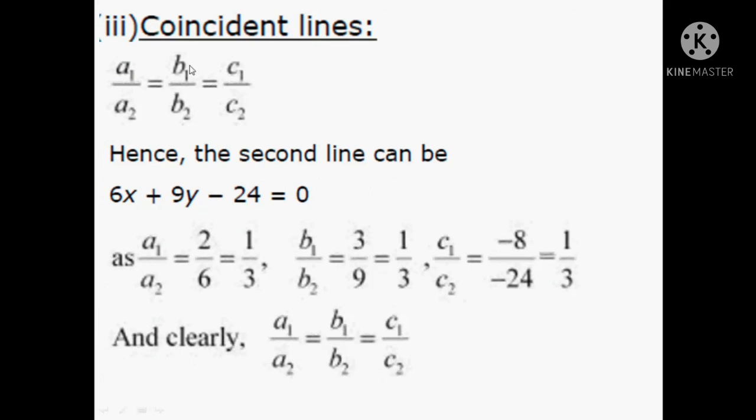Now for the coincident lines. For coincident lines, we know that all the ratios are equal. That is, a1 by a2 is equal to b1 by b2 is equal to c1 by c2. Therefore, let us make this 6x plus 9y minus 24. In this case, we have multiplied the first equation by 3. Therefore, the ratio is 1 by 3, 1 by 3 and 1 by 3. Therefore, they are coincident lines.